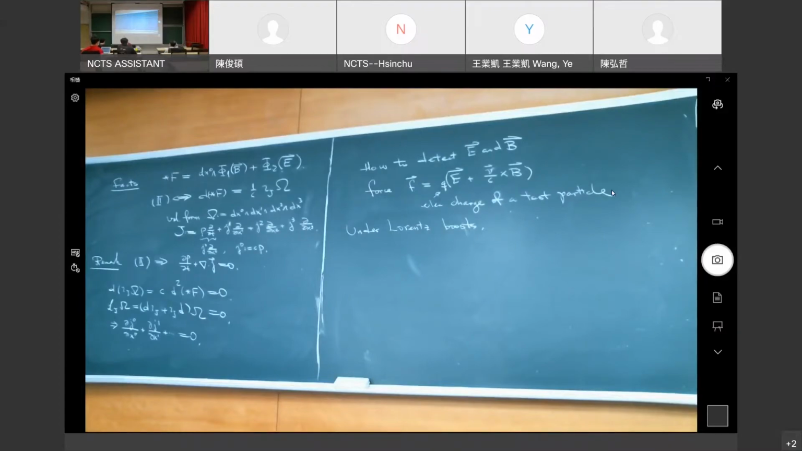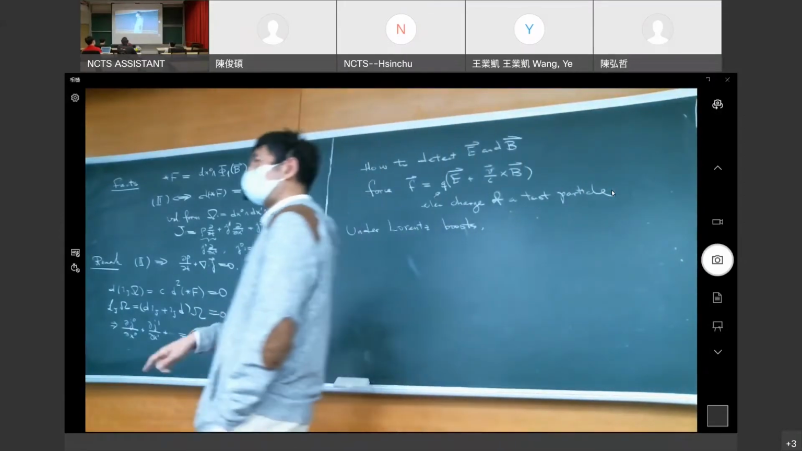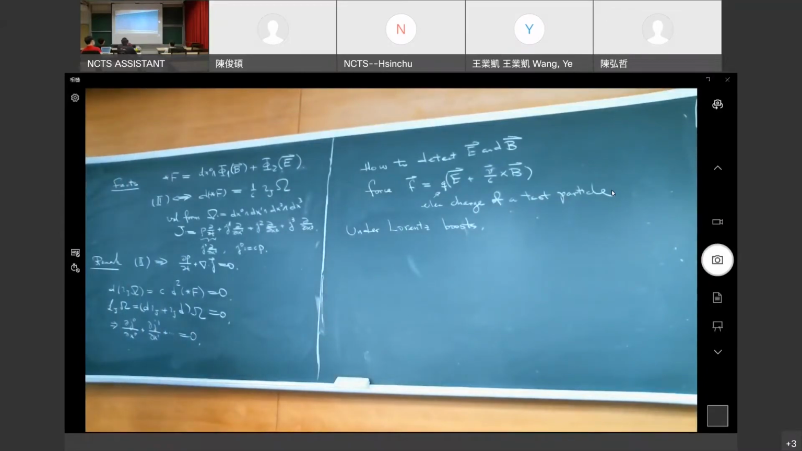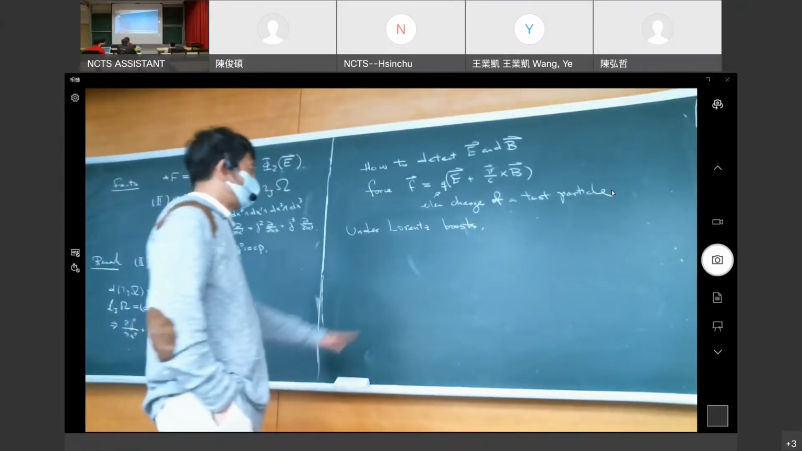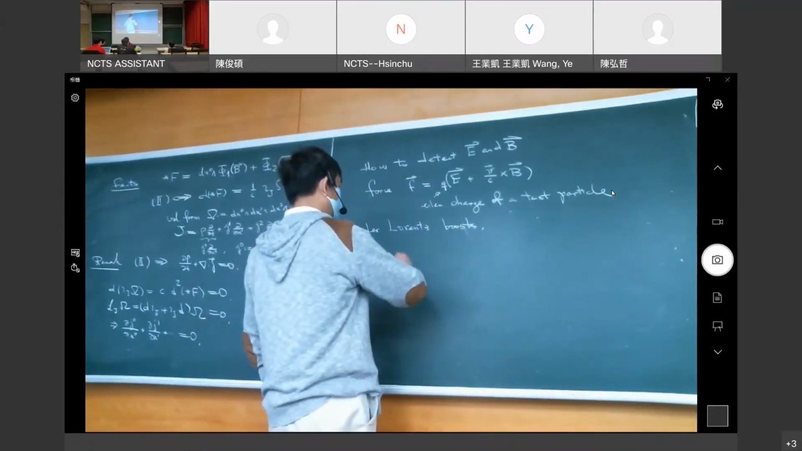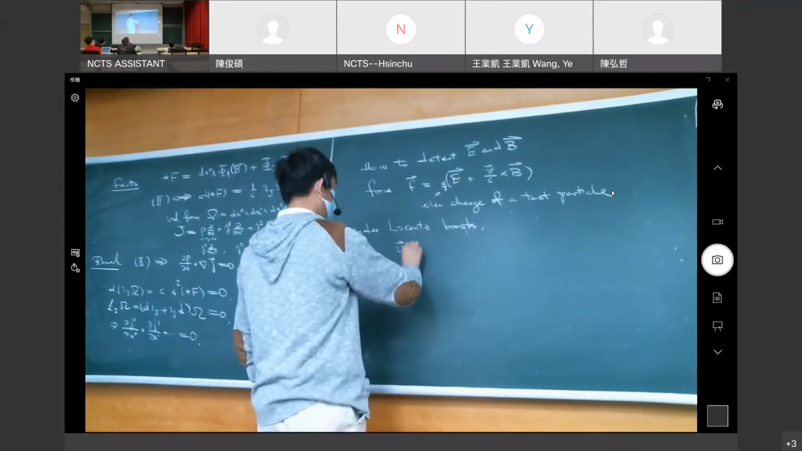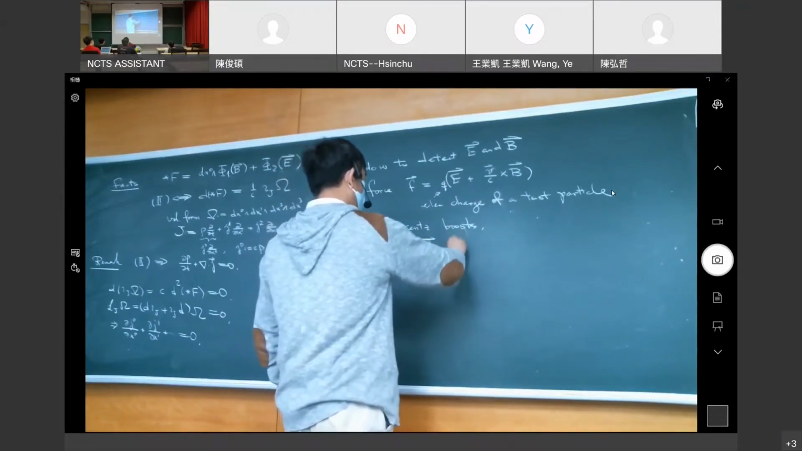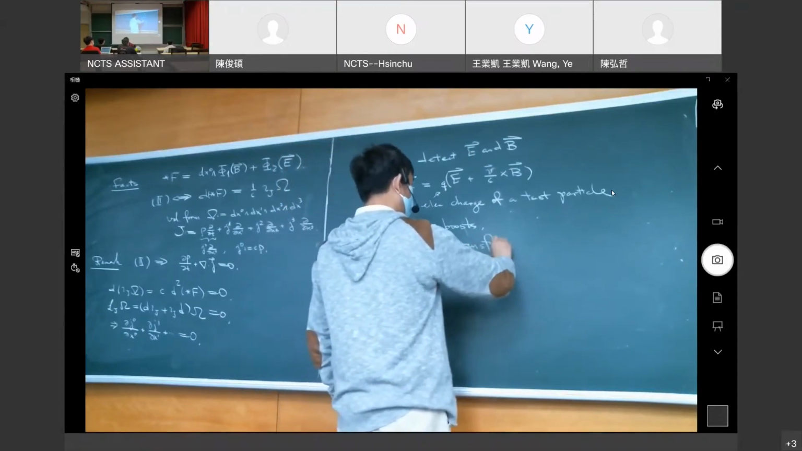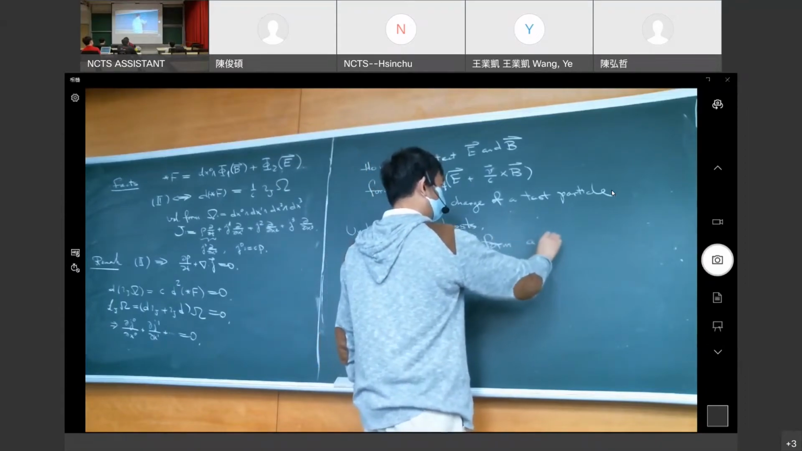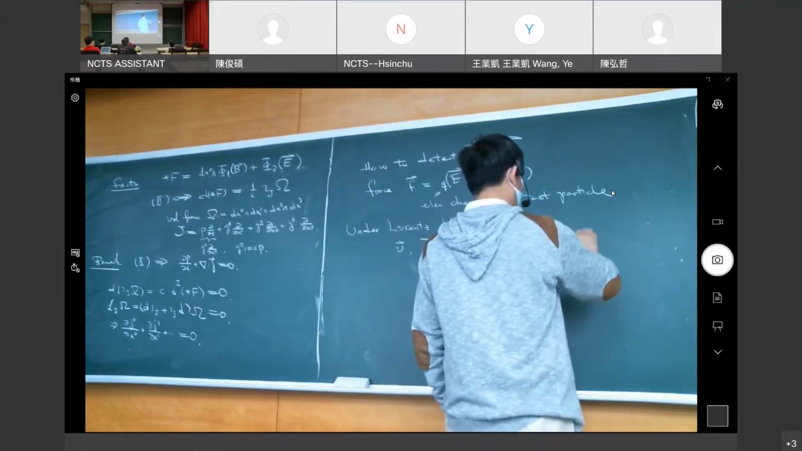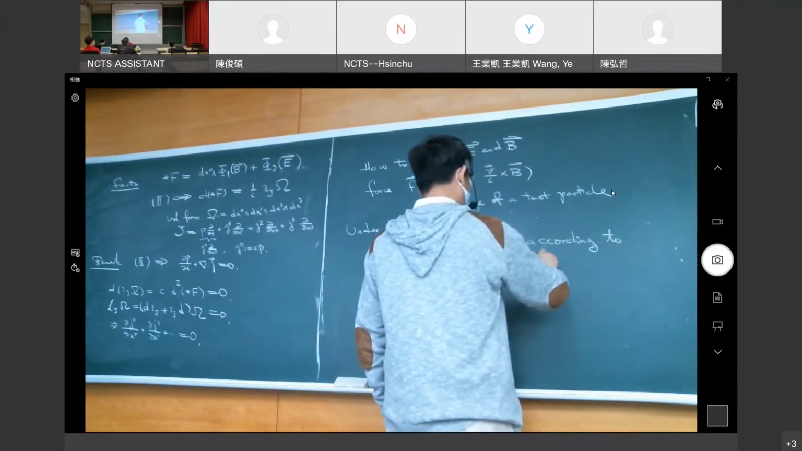Under a Lorentz boost, so we suppose we jump on a train in uniform motion relative to the previous coordinate system, then according to special relativity, V, of this test particle, and F transform according to the law of special relativity.